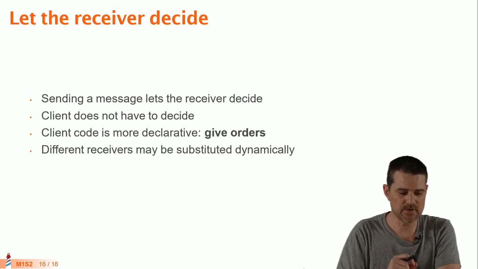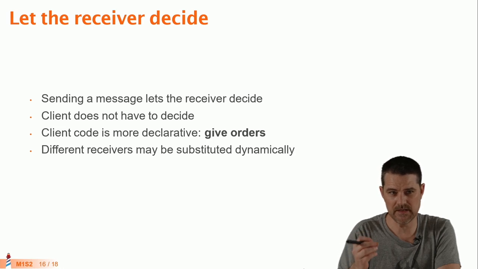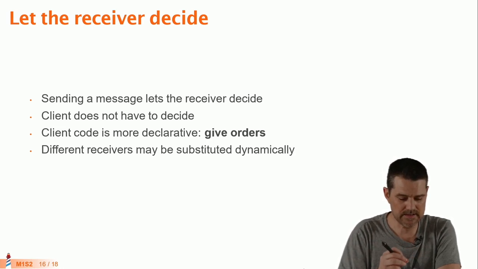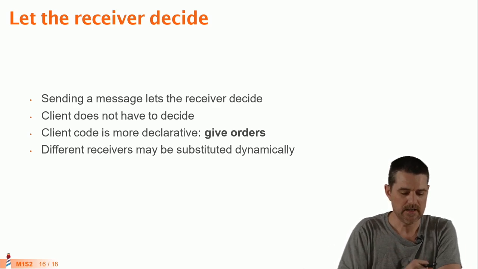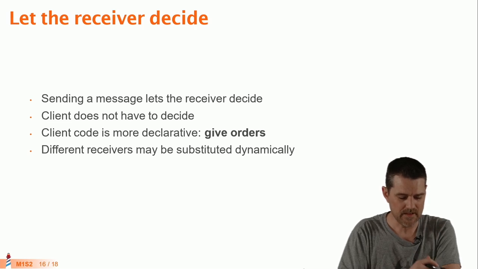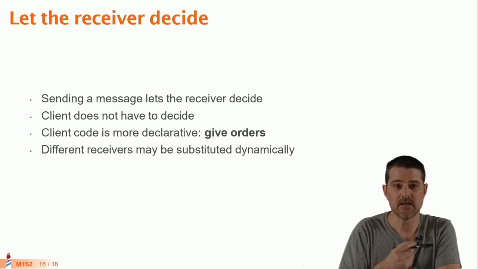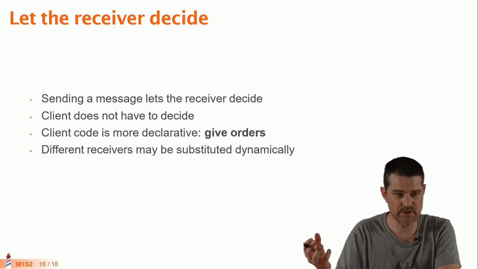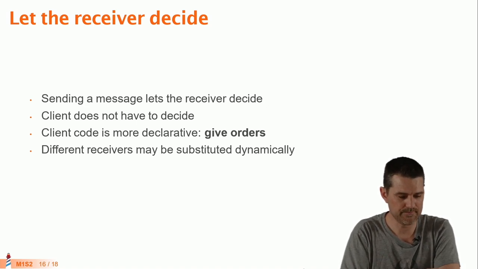The second message in this lecture is: let the receiver decide. Sending a message to an object means that there is a lookup algorithm that will select the right method to execute. So the client does not decide. You send the message and you let the lookup algorithm decide which method to execute. And the client code is more declarative. It means that you give orders with messages and they will answer correctly. And then, of course, we can have different receivers that we can substitute dynamically. If we load an extra package, an extension, a plugin, and there are new objects, they will answer correctly without breaking the client code.